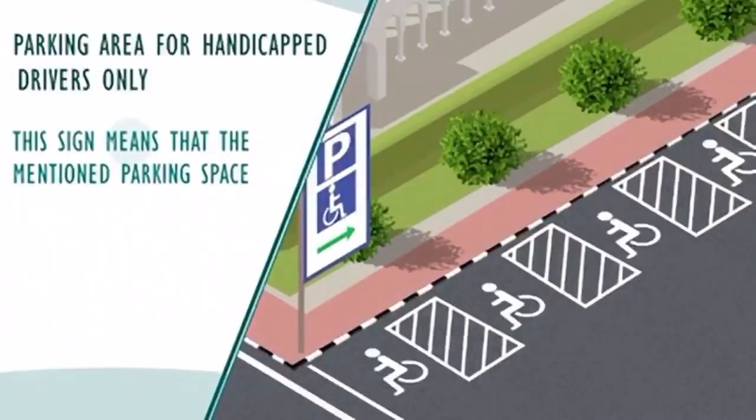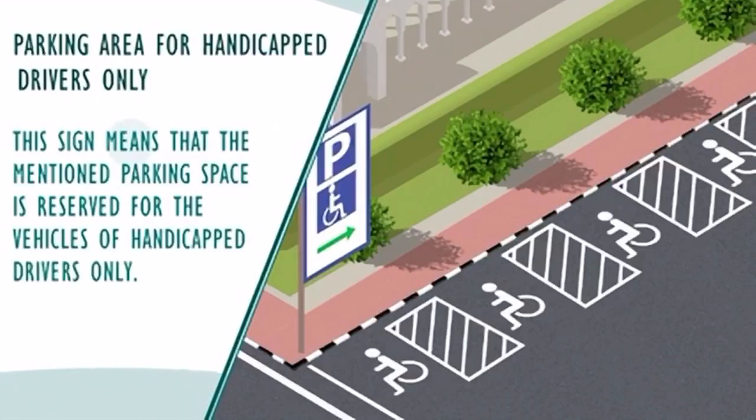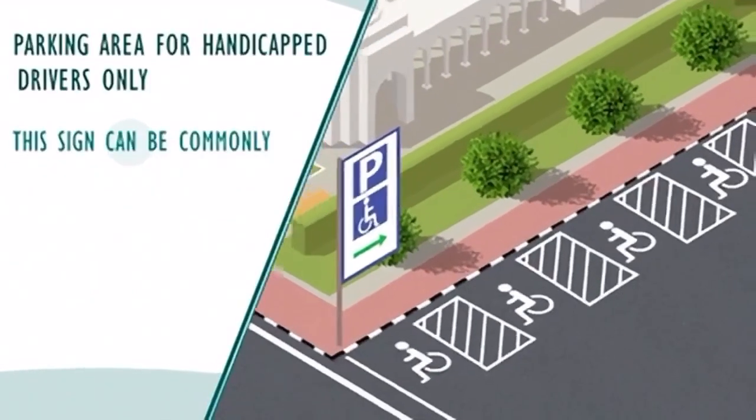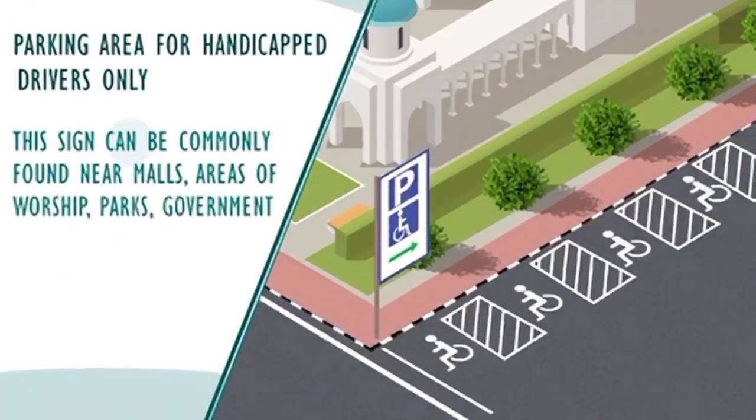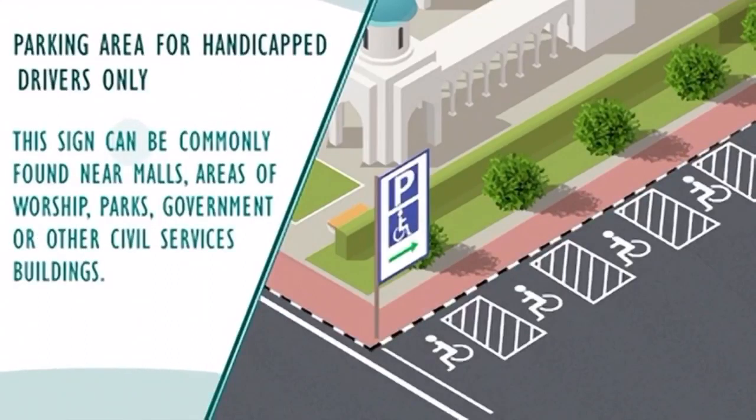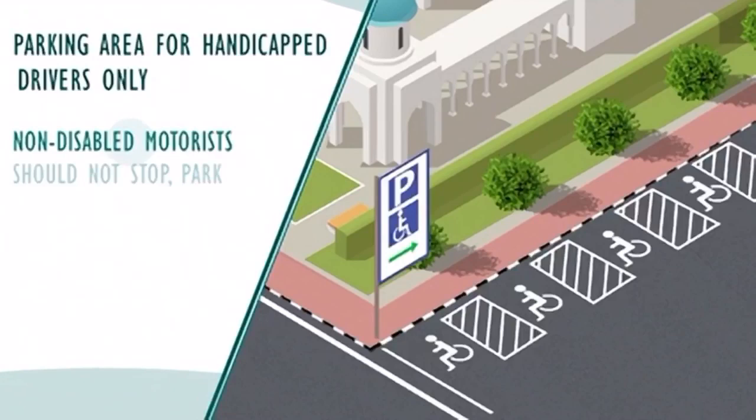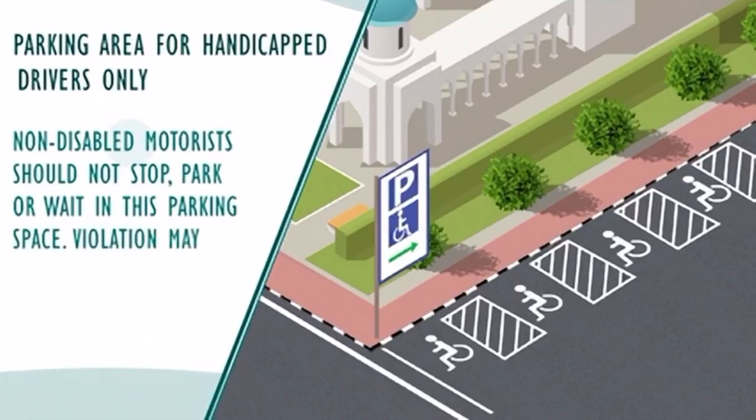This sign means that the mentioned parking space is reserved for the vehicles of handicapped drivers only. This sign can be commonly found near malls, areas of worship, parks, government or other civil services buildings. Non-disabled motorists should not stop, park, or wait in this parking space. Violation may attract a fine.